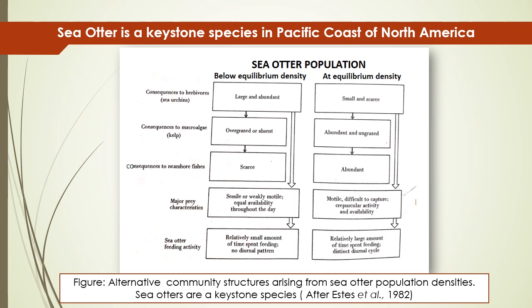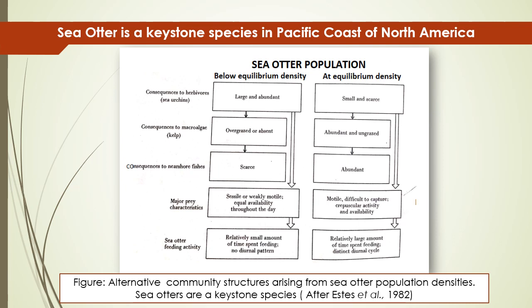Now I would like to explain the second example of a keystone species, that is the sea otter. Let's assume a simple scenario. In the ocean, in most regions you can see the presence of kelp forest. Kelp is also called an underwater forest. It is a large brown seaweed growing together in the same place, which is home for many vertebrates, particularly fish species, and invertebrates. We can find multiple populations of different species there because it is a home for them.